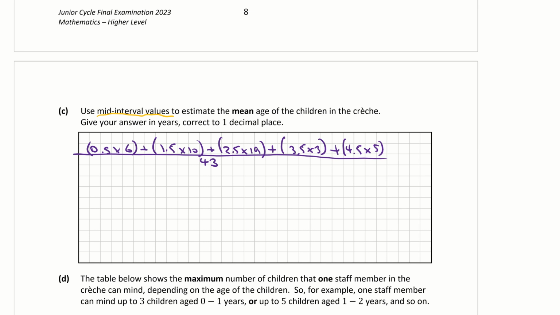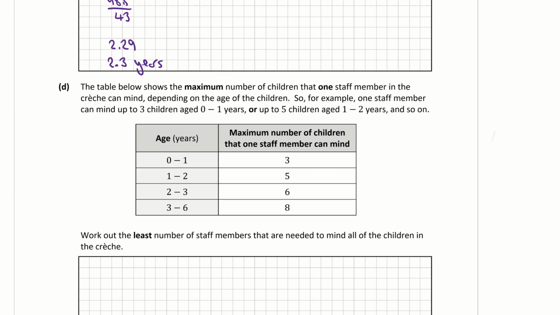When I work out the top line and add them together, I'm getting 98.5 over 43. Dividing 43 into 98.5 gives me 2.29. The question wants it to one decimal, so that rounds up to 2.3. So the mean age is 2.3 years. That's the age of the average child in the creche. Scrolling down now to part D.